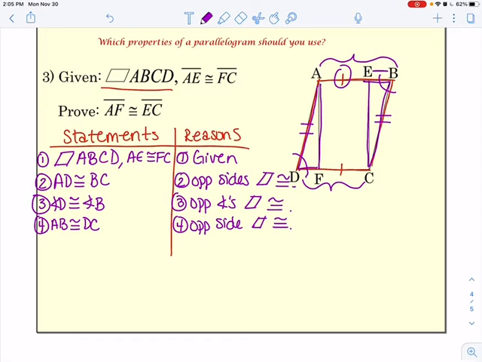Hey, just so you know, I could have added that into step 2 if I wanted to, but I wasn't seeing that right when I was thinking about how I was going to do this proof. So if you do it in 2 different steps, that's completely fine.